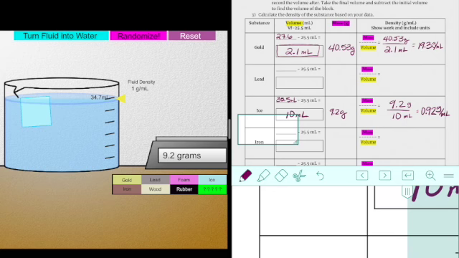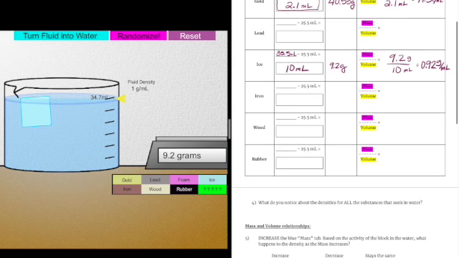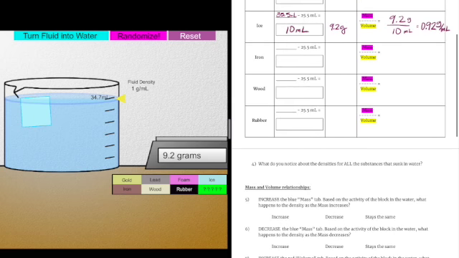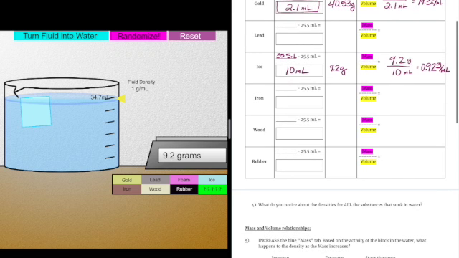So there's two examples for you. You'll need to do lead, iron, wood, and rubber on your own. Number 4 says, what do you notice about the densities for all of the substances that sunk in water? Well, the gold sunk in water and its density was 19.3. What you'll find is that all of the things that sink in water have a density higher than 1, because the density of water is 1. So if it's more dense than water, it will sink.